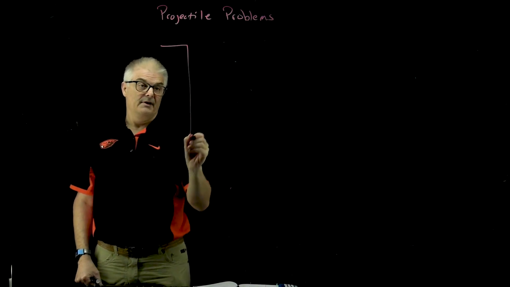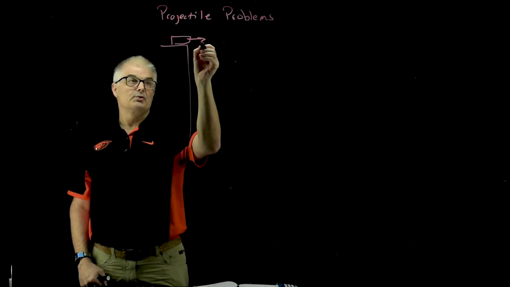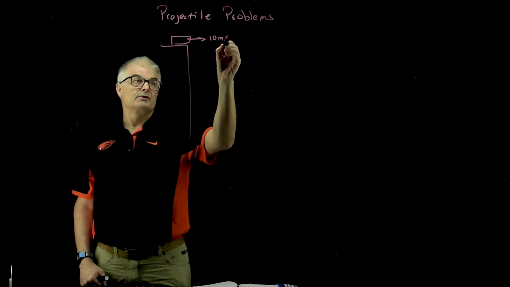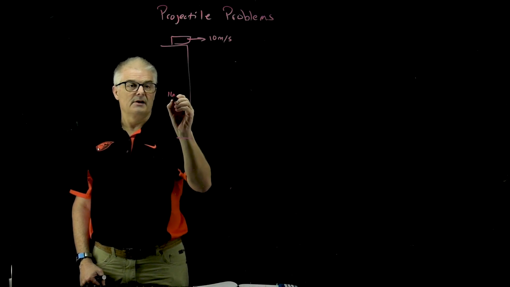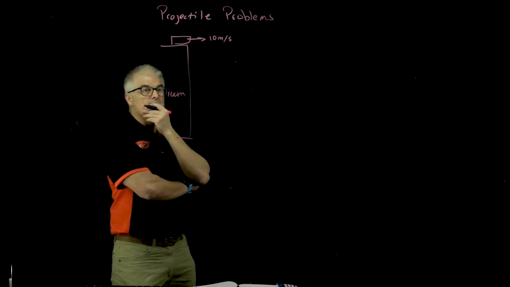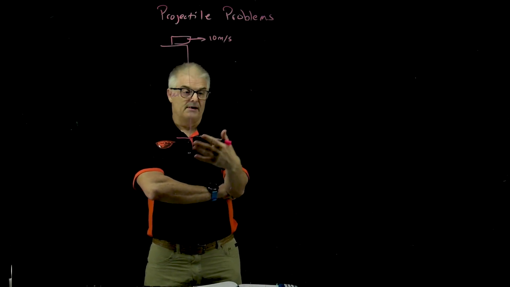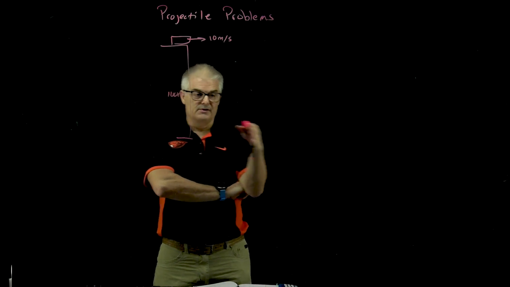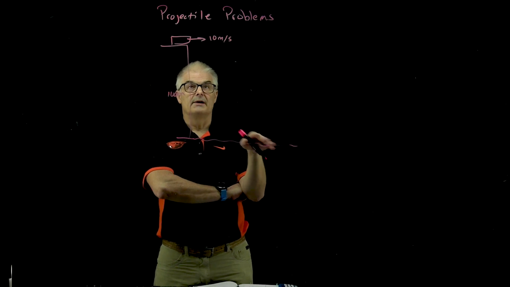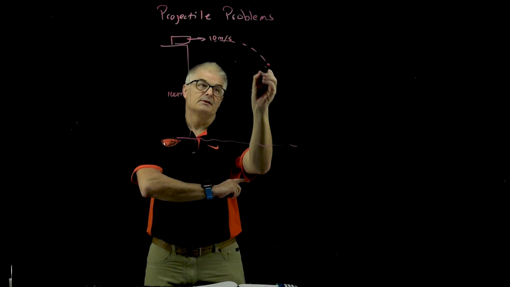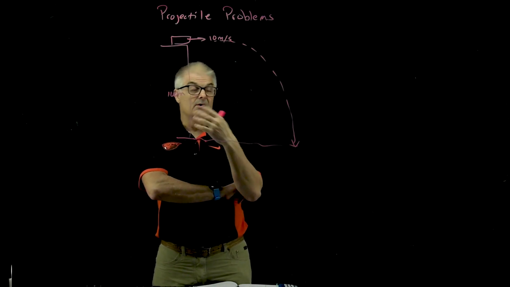Notice I'm just starting with a diagram. Let's say we have a cannon, and it's going to shoot out horizontally at 10 meters per second. The height of the cliff is 100 meters. We want to answer a bunch of questions. How far does it travel? That's called the range. How far does it go to hit the ocean or the floor below? Where's it going to land? It's going to go kind of like this, and we want to know how long it's in the air.